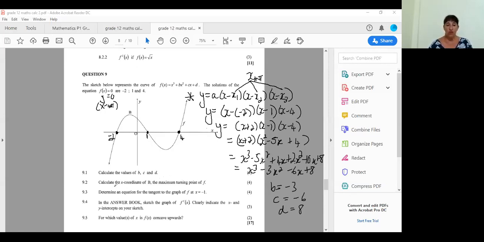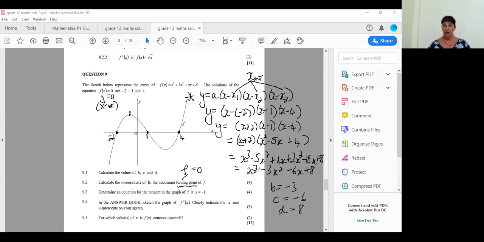And prelims, of course. Right, the next question is calculate the x coordinate of B, the maximum turning point of f. They did not need to say both maximum and turning point. You can see, if they told you it was just a turning point, you can see it is a maximum. And if they say maximum, it is obviously a turning point. So it's a bit of an overkill there with the wording. But the key word there is turning point. The method for turning point is derivative equals 0.